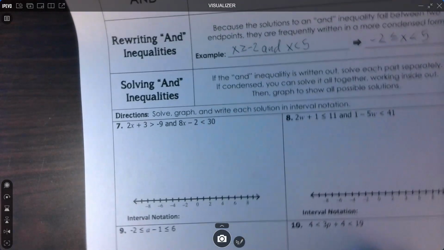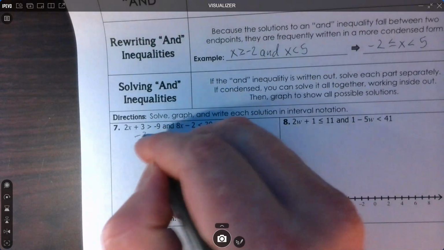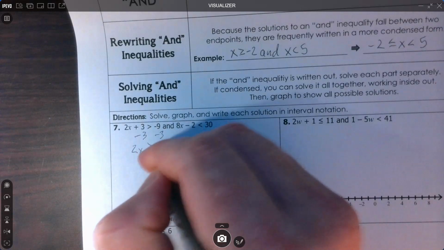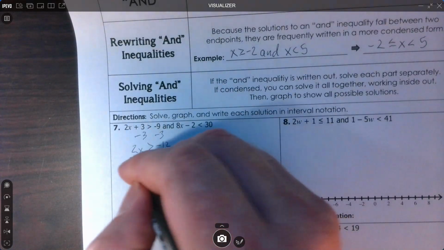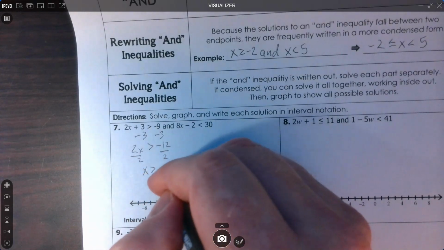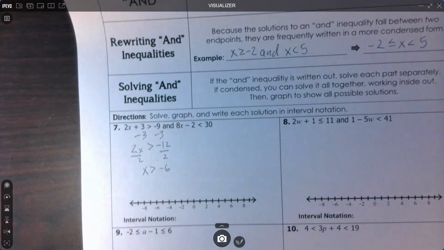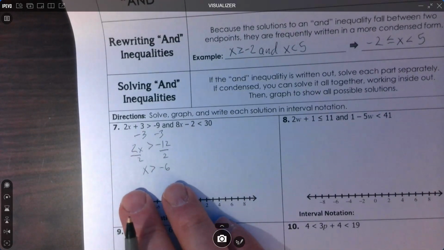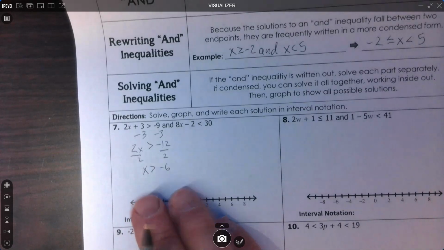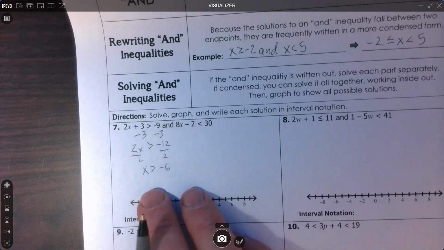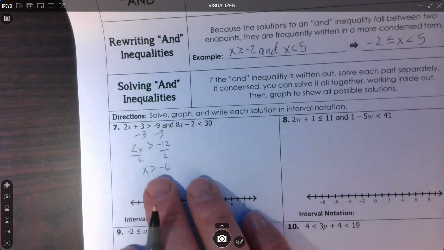Let's solve the first one. Subtract 3 from both sides. So 2x is greater than -12, divided by 2, x is greater than -6. Feel free to pause the video whenever you need to, if you haven't been doing that already, to catch up with me. I tend to write fast because I know how to do these, and I want to be able to show you the steps as well. But if you need to stop to write, go for it.